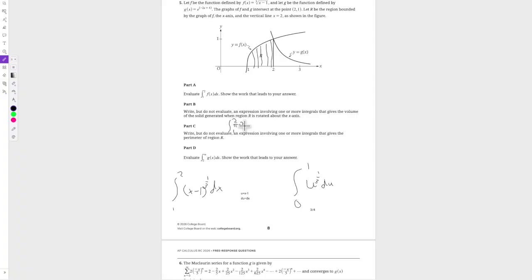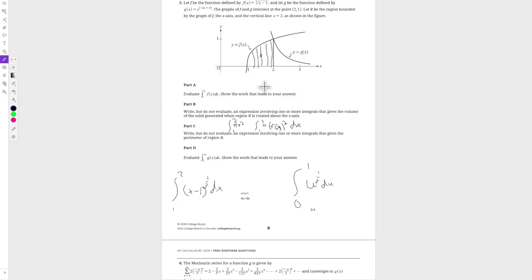And what is r squared? R squared is going to be f of x. So it's the integral from 1 to 2 of pi f of x, let's write this, f of x squared, and dx. And that's what the volume is going to be.